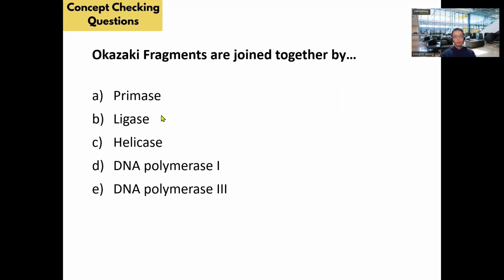Okay, thank you for participating. That is the ligase. That's correct. Okay, the ligase will connect all the broken pieces together at the end. I think we have another one right here.